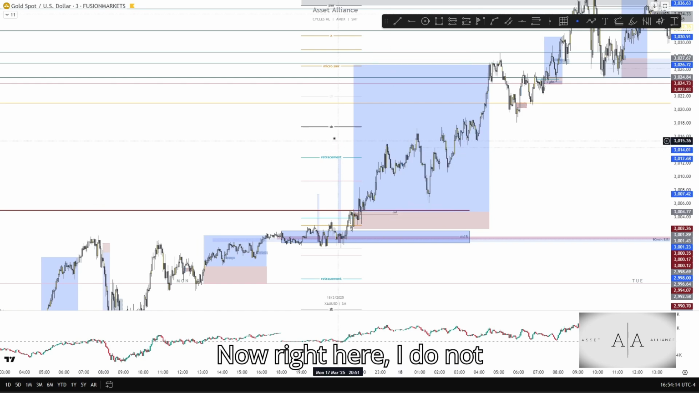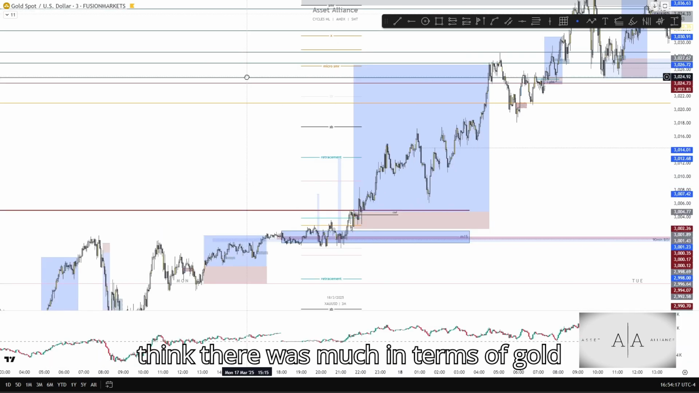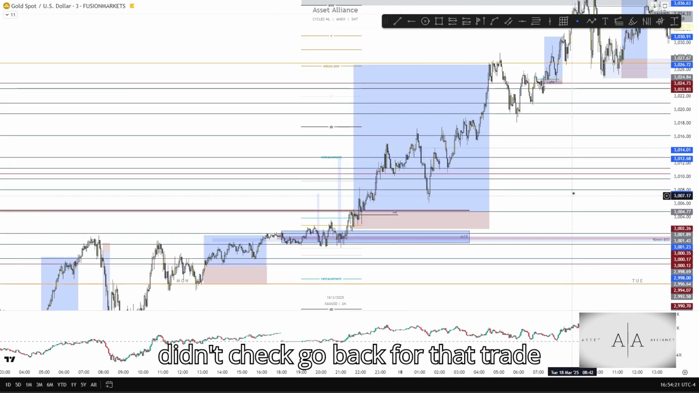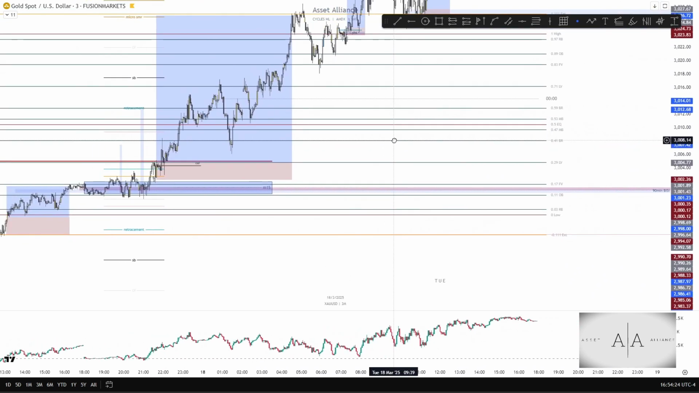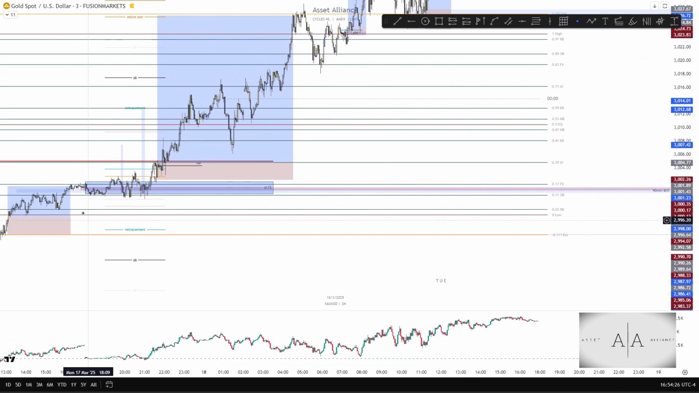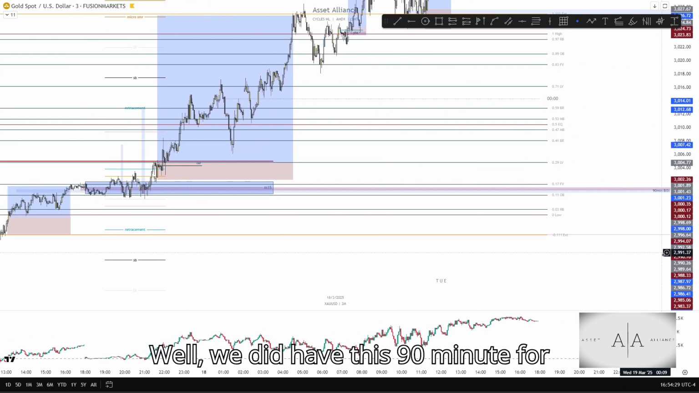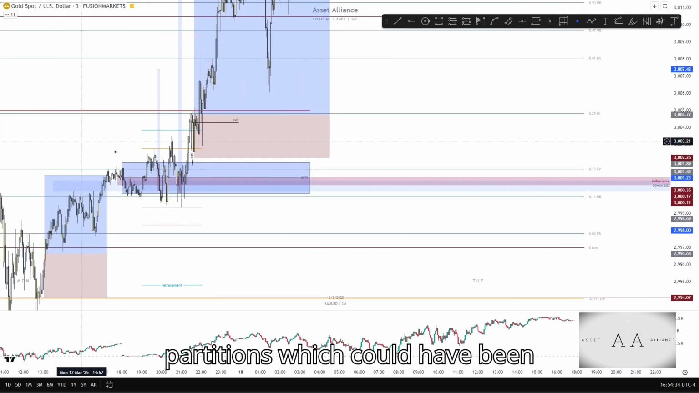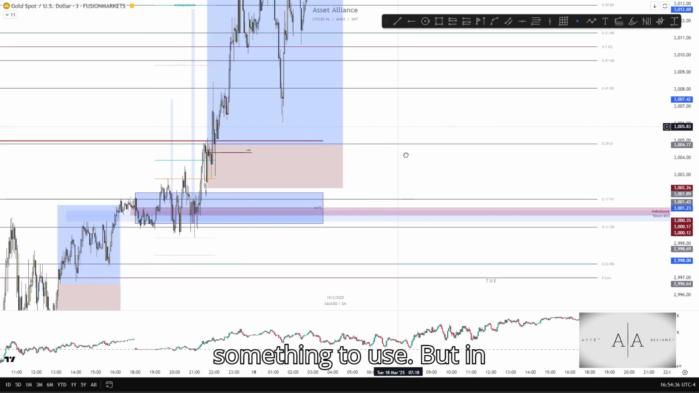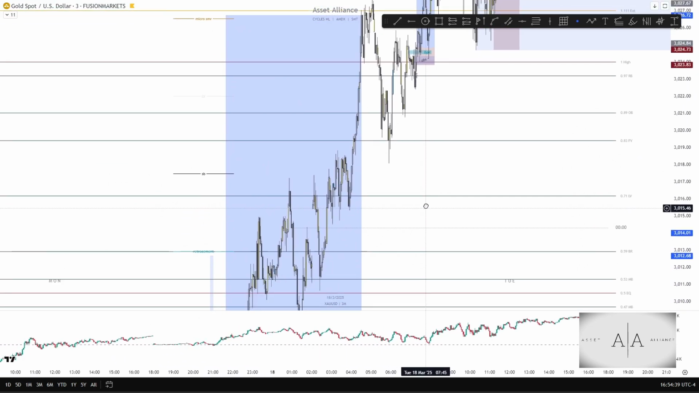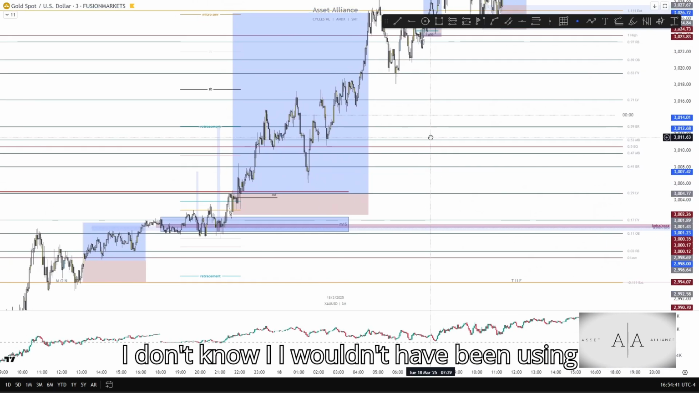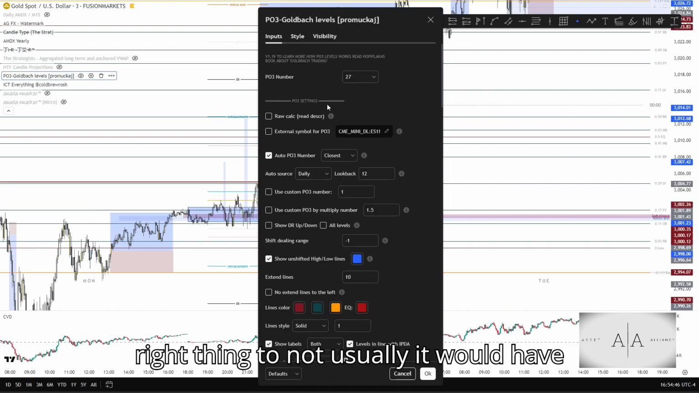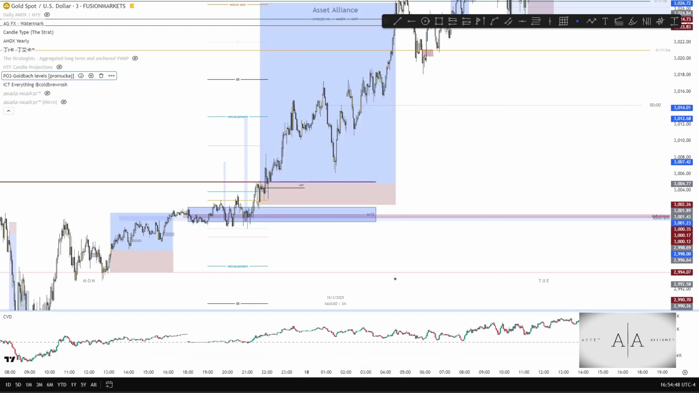Now, right here, I do not think there was much in terms of go back, but we will be looking at that. I didn't check go back for that trade specifically. So yeah, there's not much. Well, we did have this 90-minute fair value gap inside of the fair value gap partition, so it could have been something to use. But in terms of TP, I don't know. I wouldn't have been using the go back for that one, and I did the right thing to not use it. It would have been confusing me.